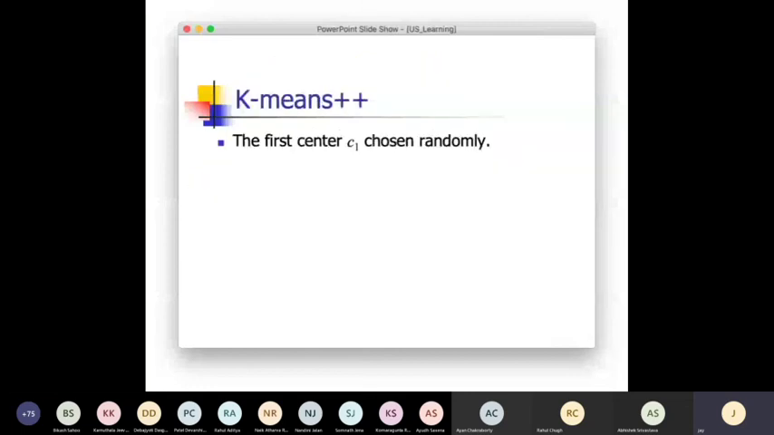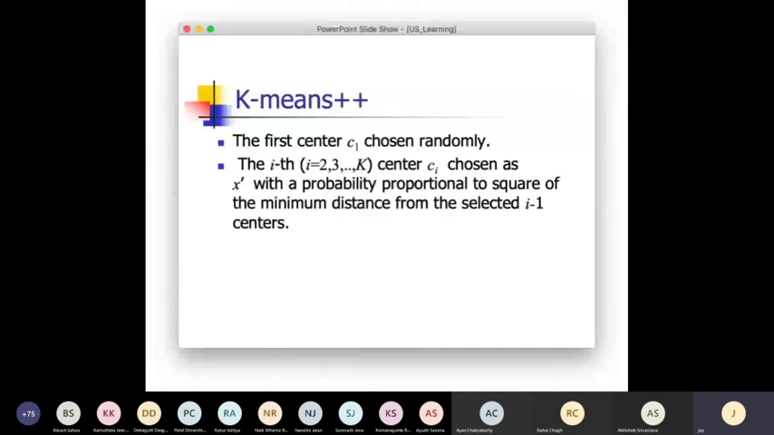So what it does is that you first choose a center randomly, then the next centers are chosen depending upon the already chosen centers. So what is the definition of the next center? The next center should lie at a distance from all these centers, so that the separations are maintained.